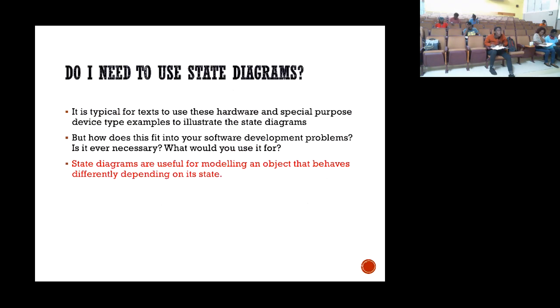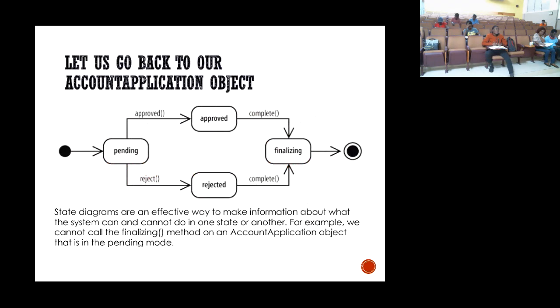So this answered this question already. Do you need to use state diagrams? They are useful for modeling an object that behaves differently depending on its state. If you want to think about how this is related to the kind of programs that you're writing, you can look back at our account application objects. You can see that this is a normal business or software type of thing. It's not some hardware thing, not an embedded system in a piece of hardware or a car, which is where we tend to see the examples, but it can be relevant for business applications.